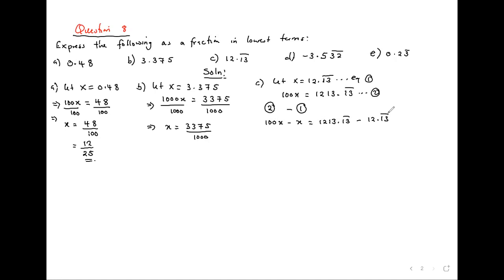So 100x minus x will get 99x. Then the other one, 13, those under the bar, they'll give us 0 there. And then 1213 minus 12, we'll get 1201. Then we'll divide by 99, 99 divided by 99. So we get x to be 1201 over 99.